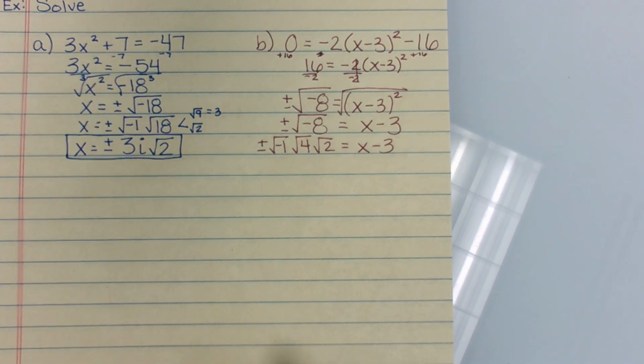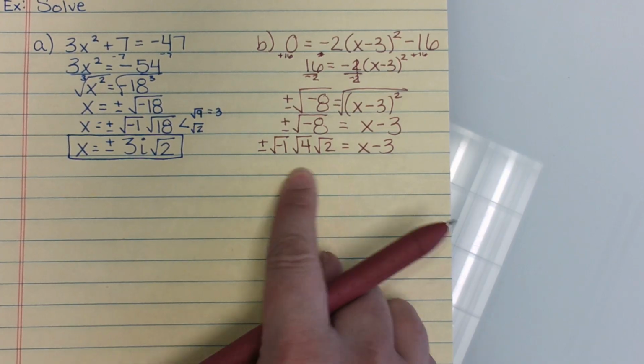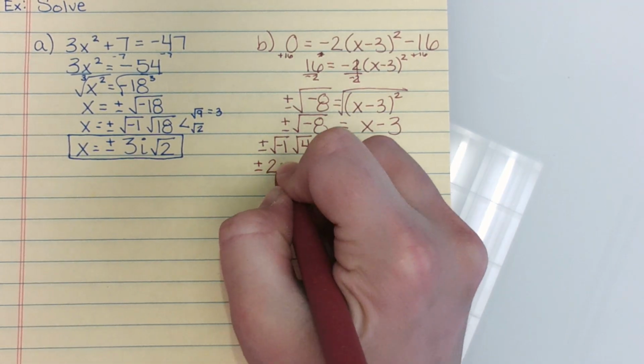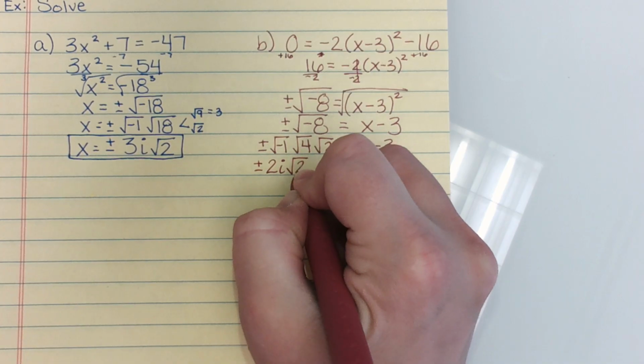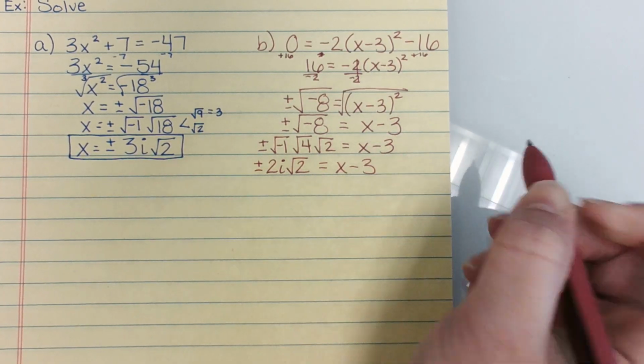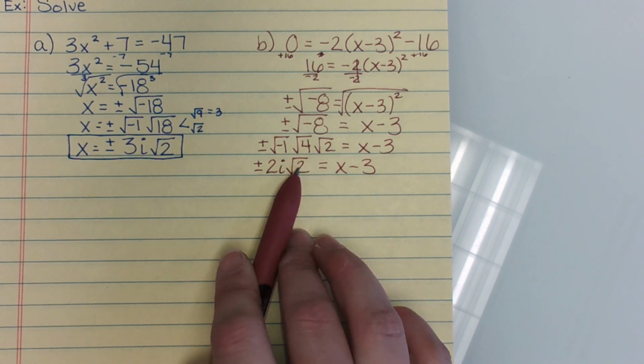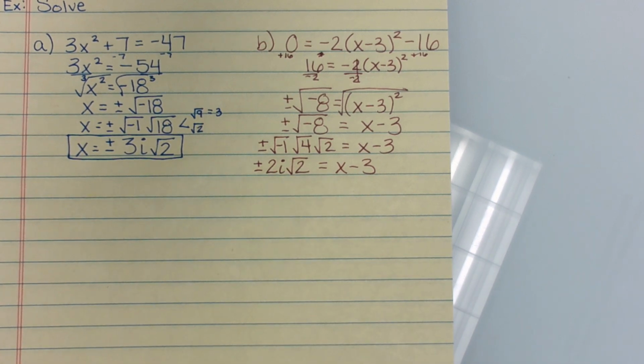Bella, what order do I write things in over here? Plus or minus 2i and then the square root of 2. Good. Square root of -1 became our i, square root of 4 became the 2, and the square root of 2 didn't change.